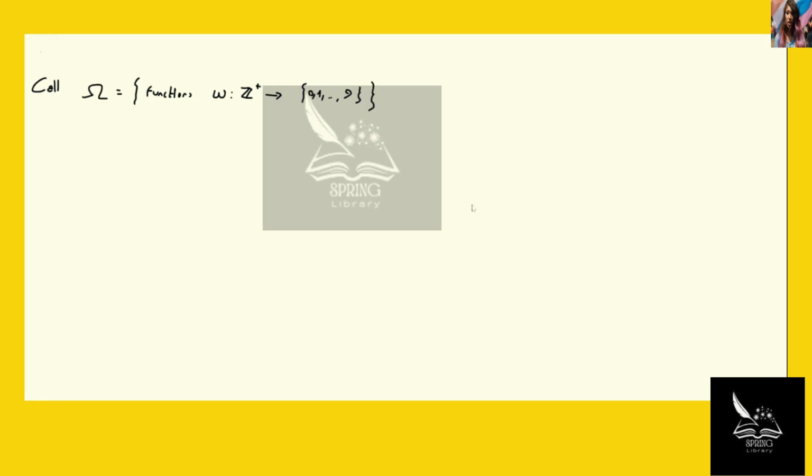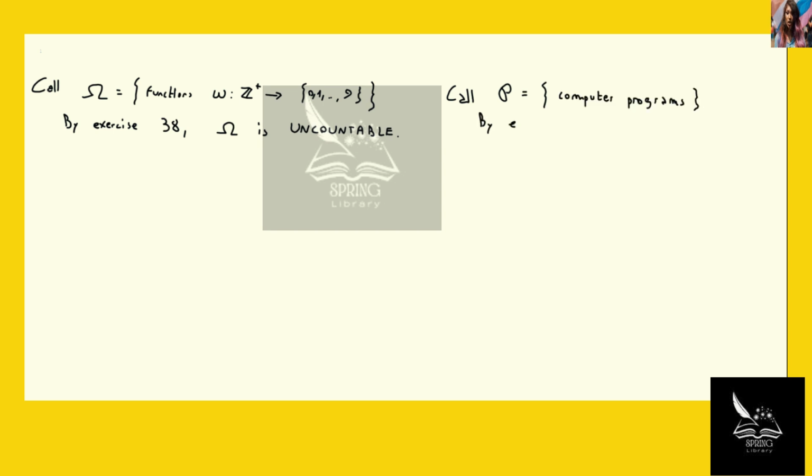Let's call big omega the set of functions omega from Z plus to the set {0, 1, all the way up to 9}. By exercise 38, big omega is uncountable. Then we also call P the set of all computer programs, and by exercise 37, P is countable.